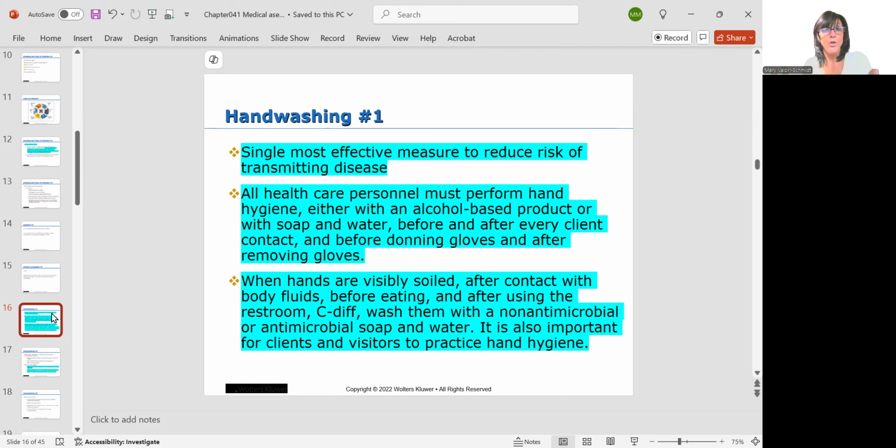Rinse your hands. You should wash your hands for a minimum of 15 to 20 seconds, which is 1 to 2 renditions of row, row, row your boat gently down the stream. When you're done washing them, you let the water run, get paper towels, dry them off, get a new paper towel, turn the water off.